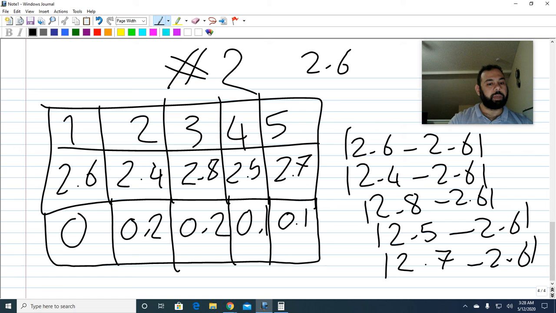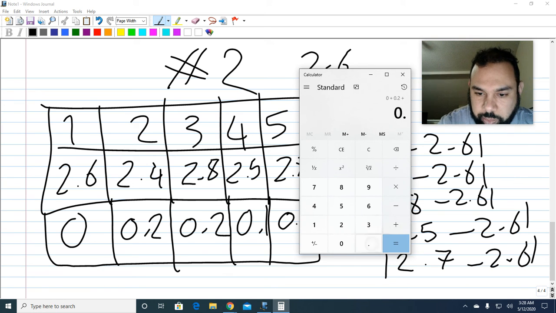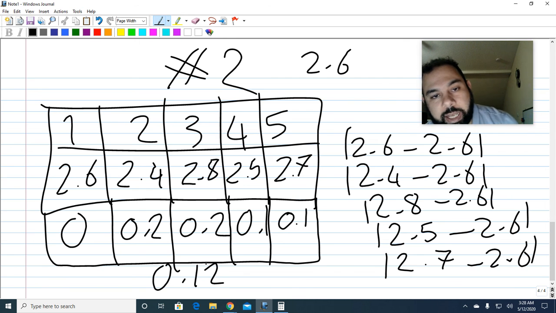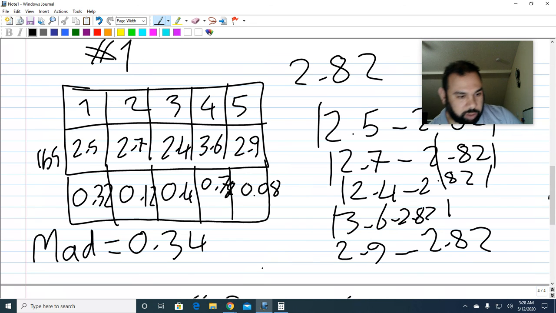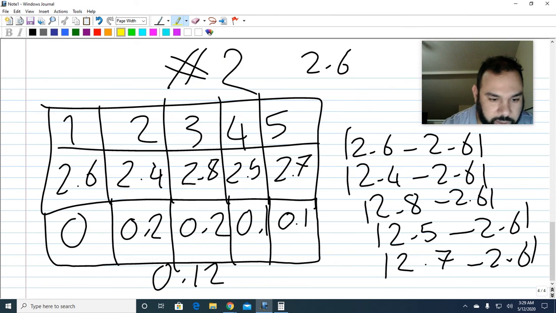Okay, that's not the MAD yet. You need to average these numbers. So 0 plus 0.2 plus 0.2 plus 0.1 plus 0.1 is 0.6. 0.6 divided by 5 is 0.12. That is the measure of variability for data number 2. So for data number 1, the MAD was 0.34, but for data number 2, the MAD was 0.12.